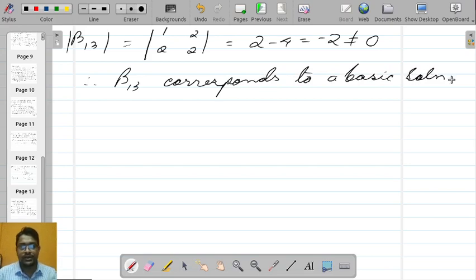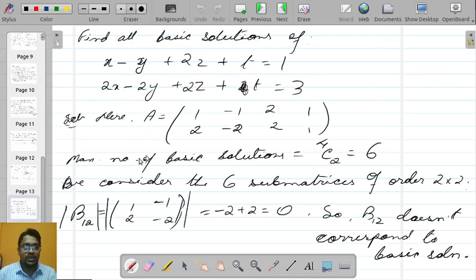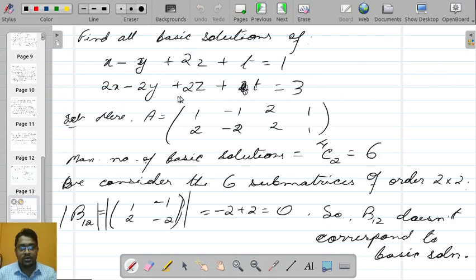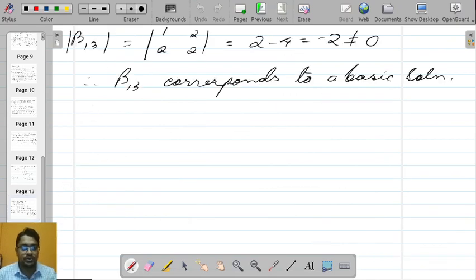Okay, so we will find it out. How to find it out? B13 means first column and third column. So in terms of vectors, what are the corresponding vectors? For the first column I have the vector x. For the third column I have the vector z. So this x and z are the basic variables now. We will set the remaining variables to 0.